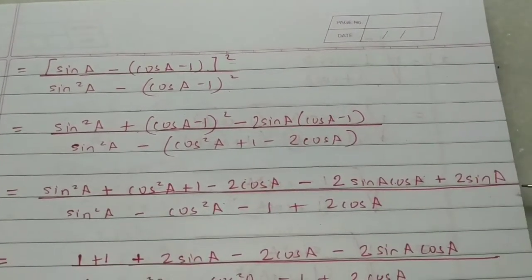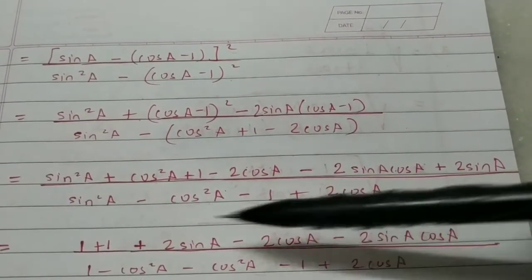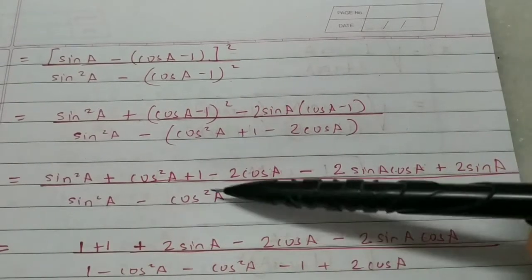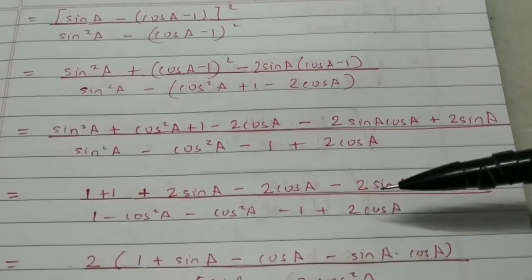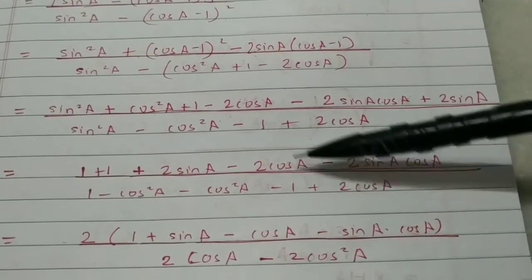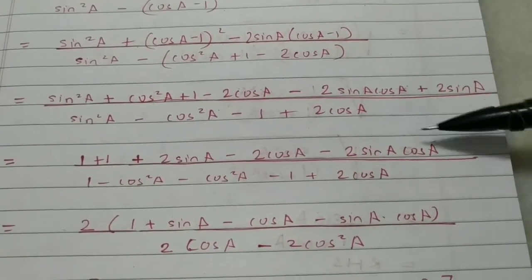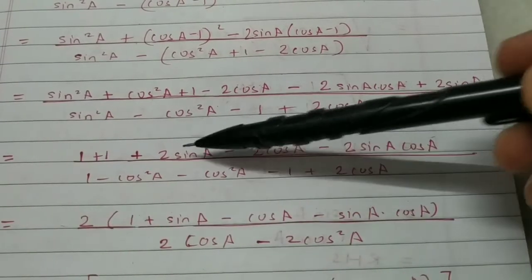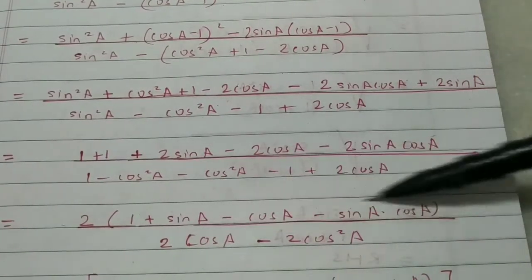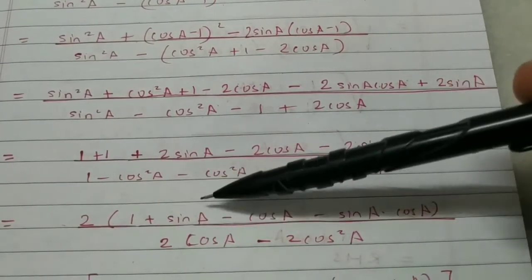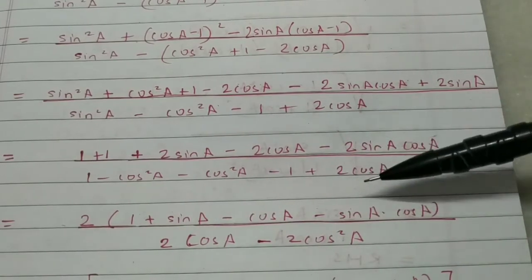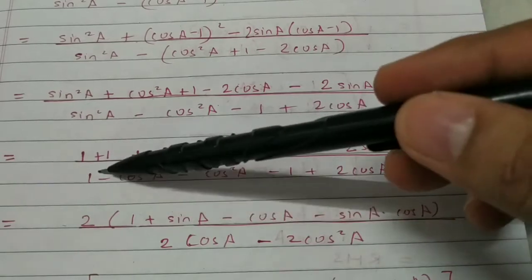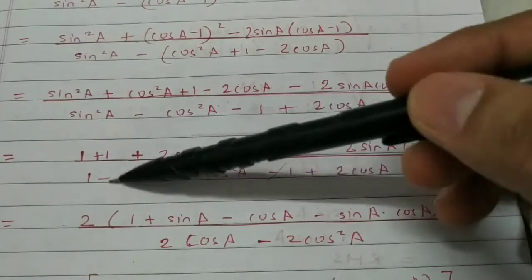Anything else? Sin square A minus cos square A, nothing. We can't do anything about that. So let's remove 2 common in the numerator. So if I remove 2 common in the numerator, what is left in the brackets? 1 plus sine A minus cos A minus sine A into cos A. In the denominator, 1 minus 1, so cancelled.